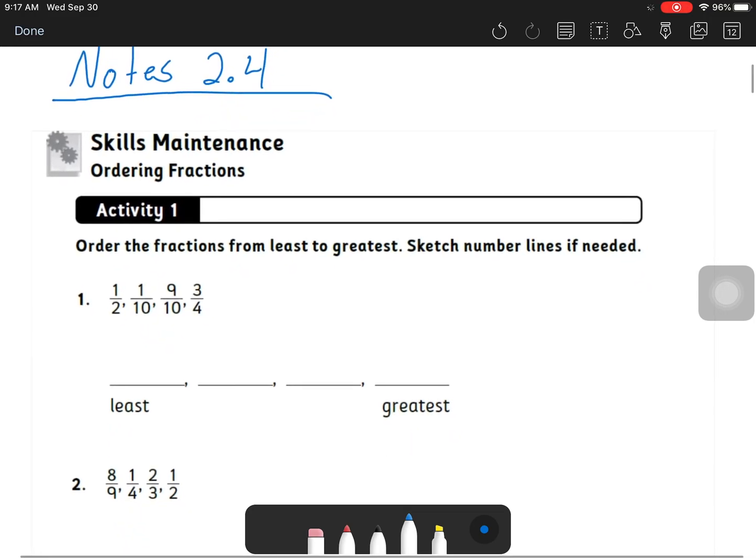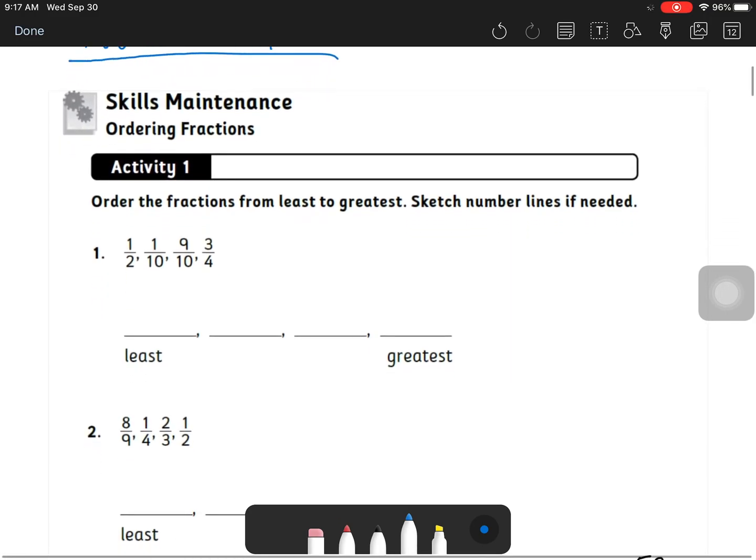Okay, so starting off, just to review, we're going to order some fractions from least to greatest. It says sketch number lines if needed. Sometimes that's helpful, but another trick that you can use, if you have a very small numerator and a large denominator, if there's a big difference between those two, that means it's a really small fraction. If you were comparing 1/10 to 9/10, obviously 1/10 is much smaller. And because 1 is closer to 0 than it is to 10, that number is way less than 1/2. So 1/10 is the smallest fraction.